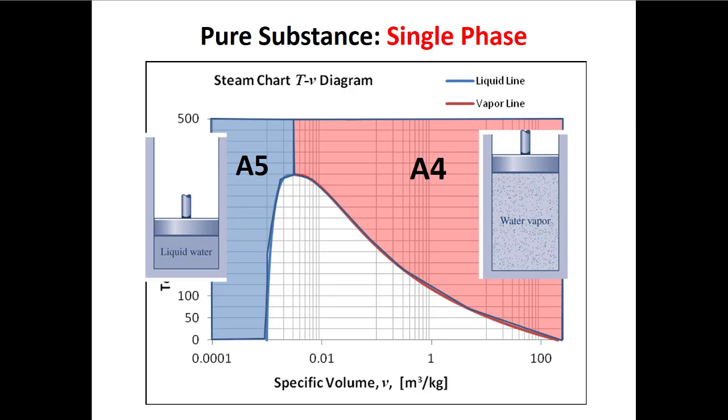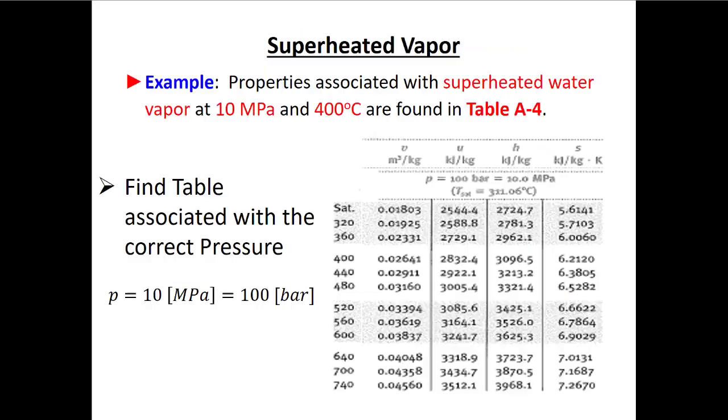So let's say we've got a single phase substance. We can either look on table A5 or A4. So here's an example. We're looking for the properties associated with superheated water, that's another way of saying steam, at 10 megapascals and 400 degrees Celsius. So we actually did this last time.